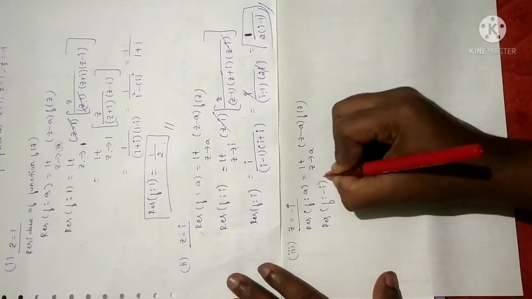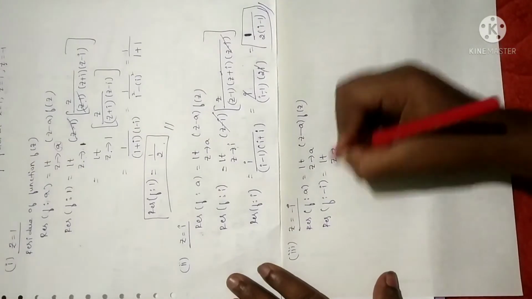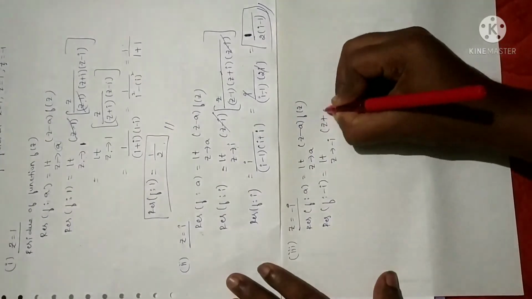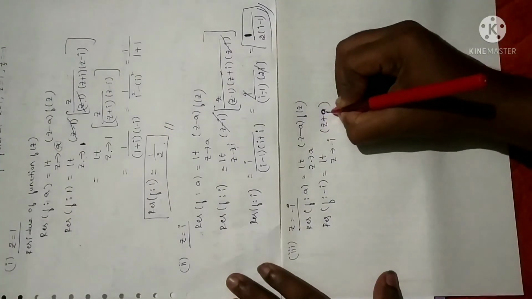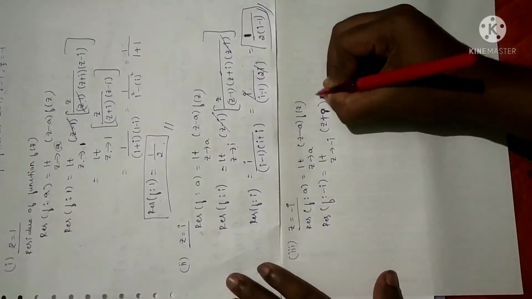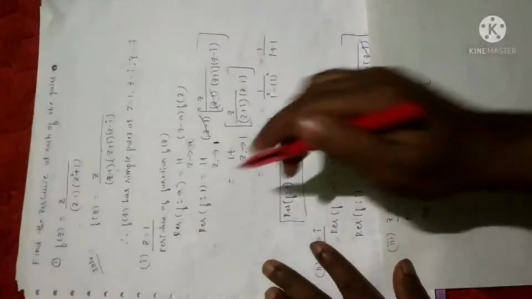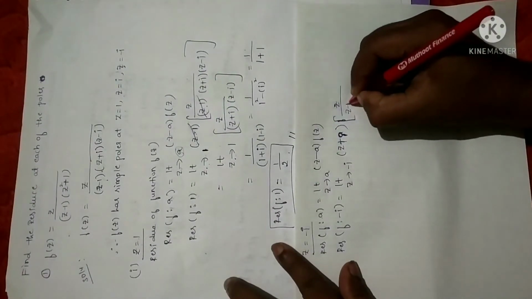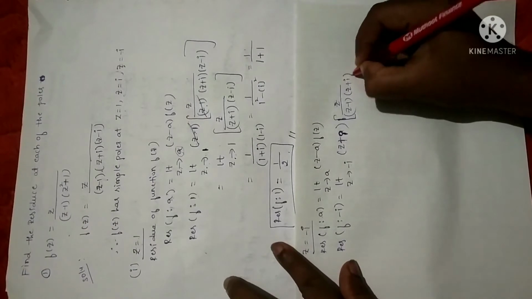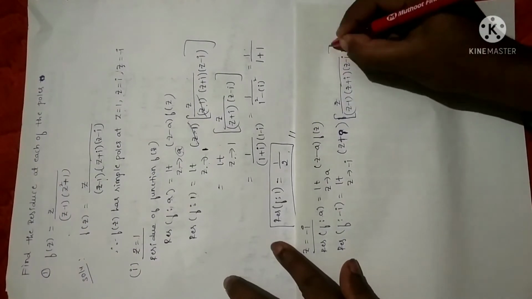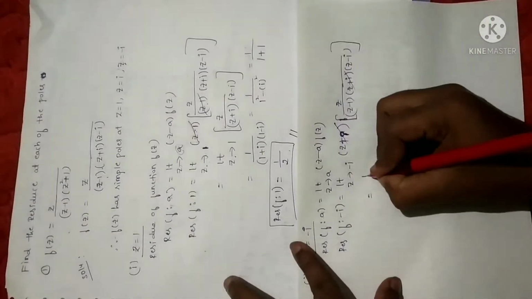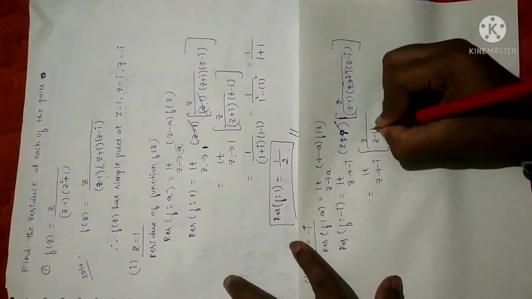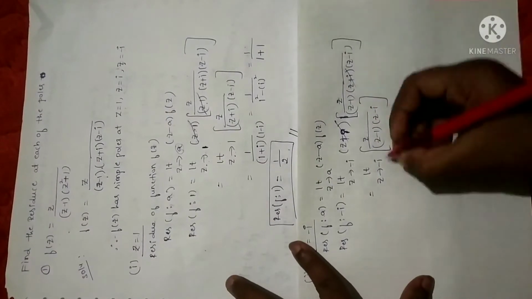Residue of f with reference to minus I is equal to limit z tending to a, which is minus I, into z minus a, which is z plus I. Into f of z, I'll just substitute. So f of z I have already taken: z divided by z minus 1 into z plus I into z minus I. So z plus I gets cancelled. So what you are left with is limit z tending to minus I, z divided by z minus 1 into z minus I. Now replace z with minus I.